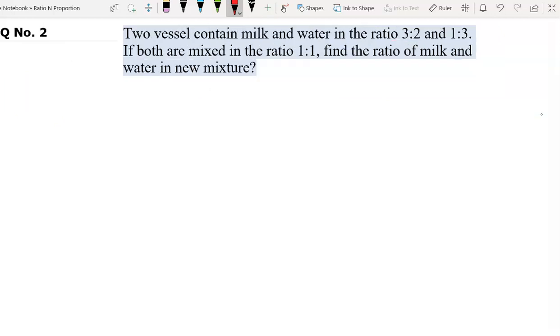Question number 2. Two vessels contain milk and water in the ratio 3:2 and 1:3. If both are mixed in the ratio 1:1, find the ratio of milk and water in the new mixture. So we have two vessels, A and B. In the first vessel, milk is to water is 3:2. And in the second vessel, milk and water is in the ratio 1:3. So what we will do, we will add this milk and water. 3 plus 2 is equal to 5. 1 plus 3 is equal to 4.